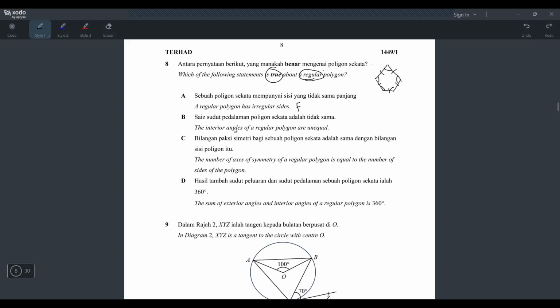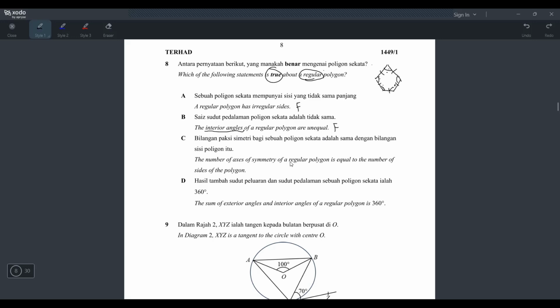What about B? The interior angles of regular polygons are unequal. This is false also. Because you know why? Interior angle means the angle inside. Okay, sudut pedalaman means the angle inside. And I just told you already, the angles inside will be the same if it's a regular polygon. But then they say the interior angles are unequal, tidak sama. So it's false lah.